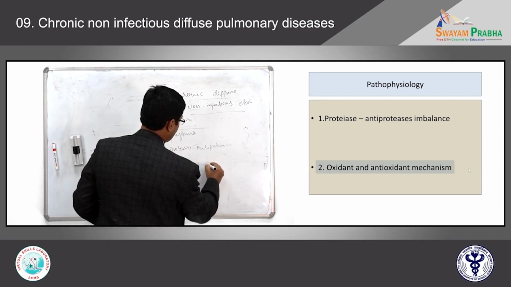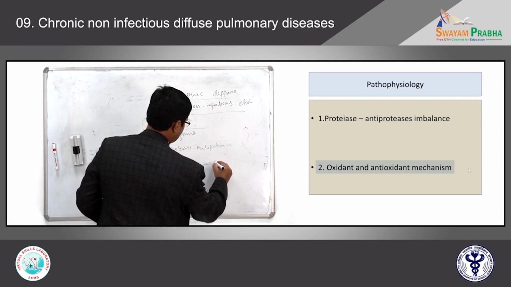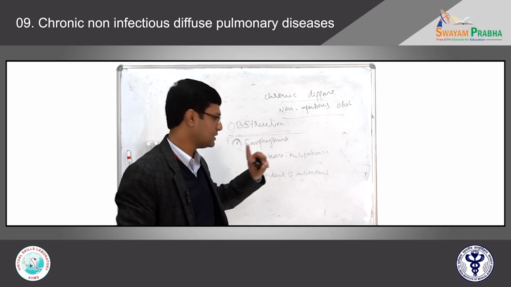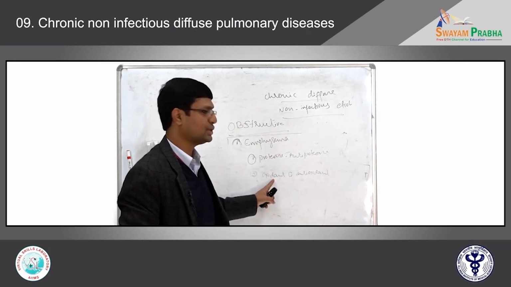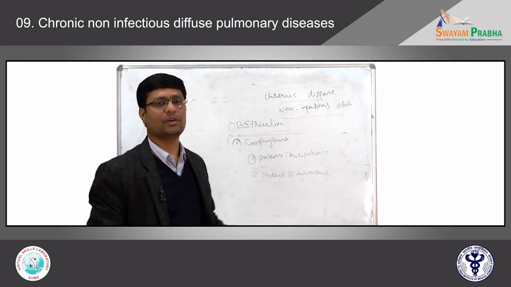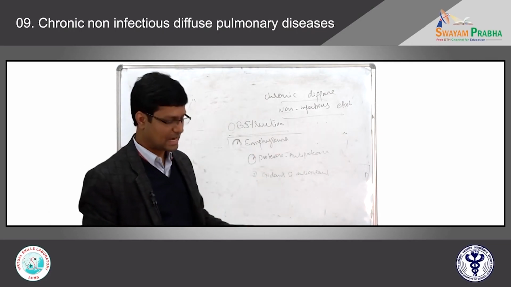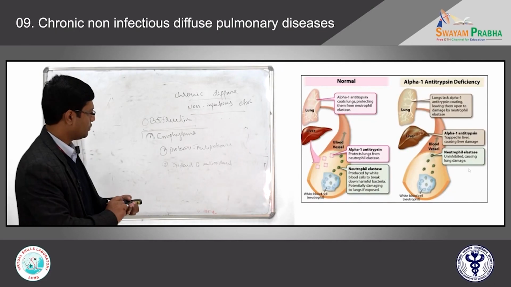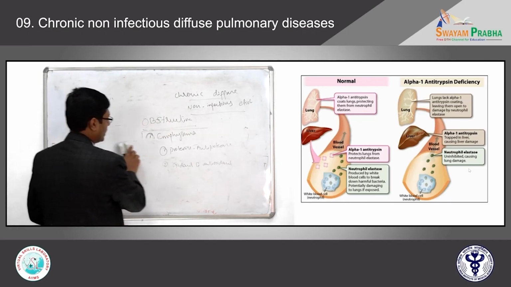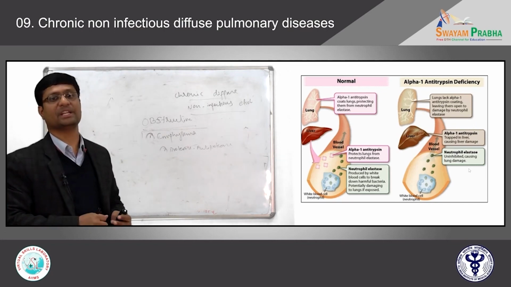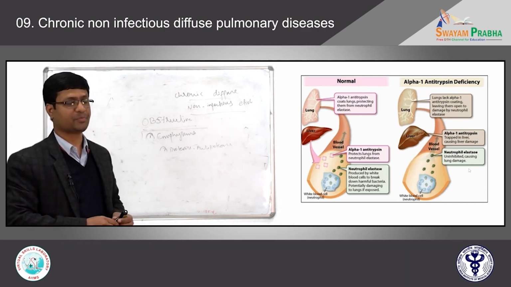The imbalance between proteases and antiproteases, or the imbalance between oxidants and antioxidants, any one of these or both together, can cause emphysema. Right? Let's see one by one. All of you can see the picture over there. It is an example of how the protease and antiprotease mechanisms cause emphysema.